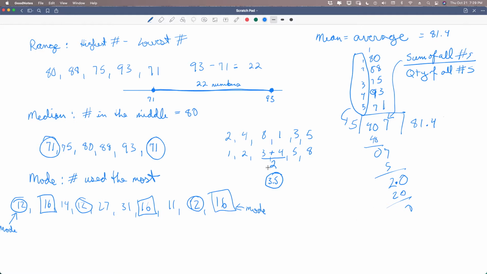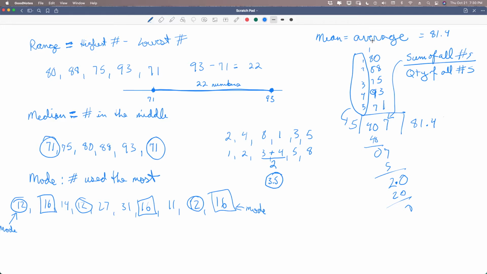Okay? So those are your 4 things that we're going to be looking for when we start analyzing data. And we're going to be analyzing data to put on charts. So range is the highest number minus the lowest number. That's what equals the range. The median equals the number in the middle. Okay? The number in the middle. And the mode is the number that's used the most, and you can have more than one if they're used the same number of times.